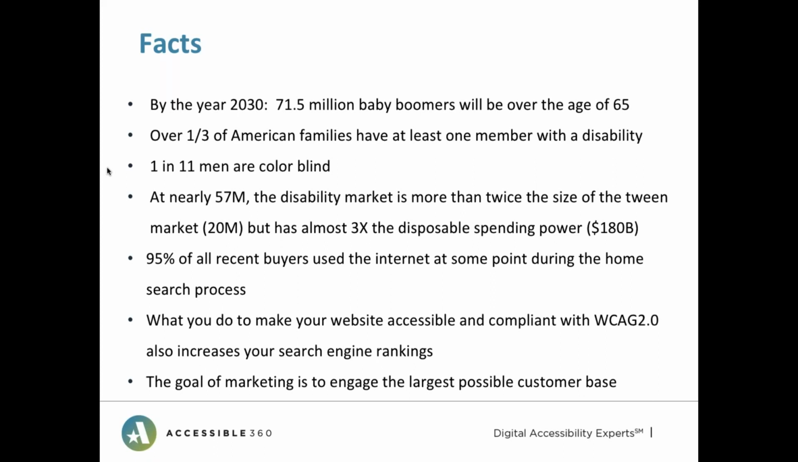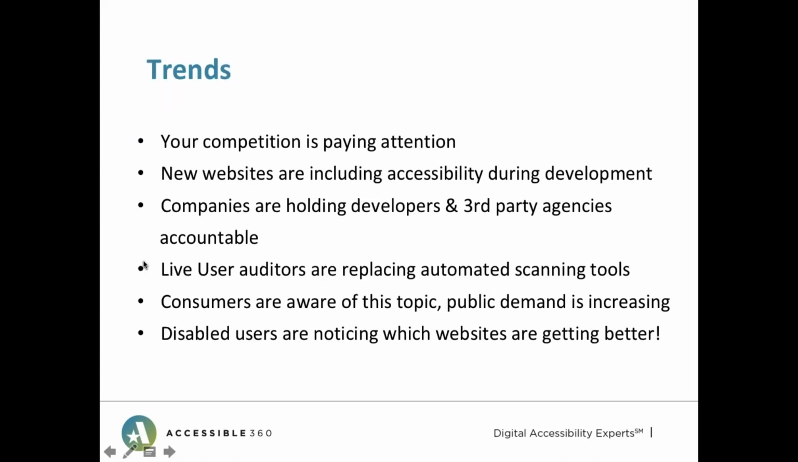A couple of other important things on here are 71.5 million baby boomers will be over the age of 65 in 2030. You young agents and you companies who want to be around, the elder population needs accessibility too. They need it for a different reason. Over 1/3 of American families have at least one member with a disability. They are big fans of companies who put accessibility first and include their loved ones. That obviously makes sense.